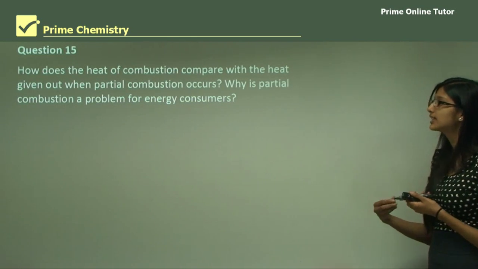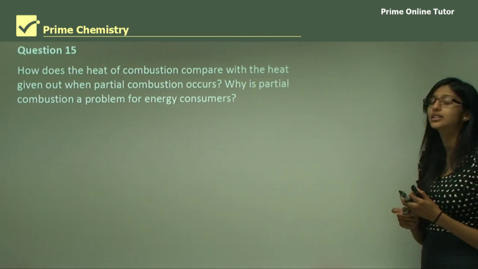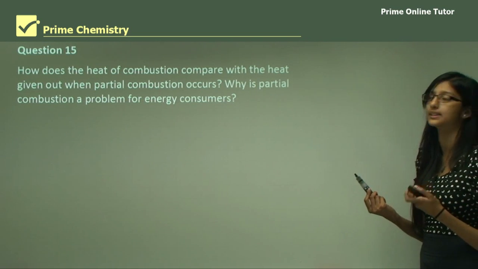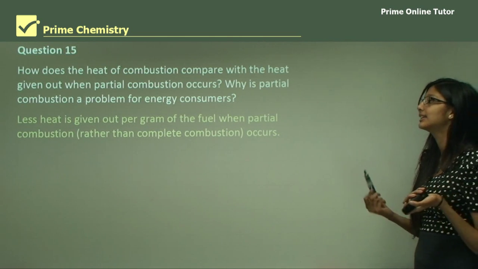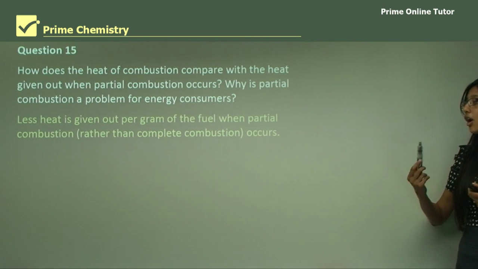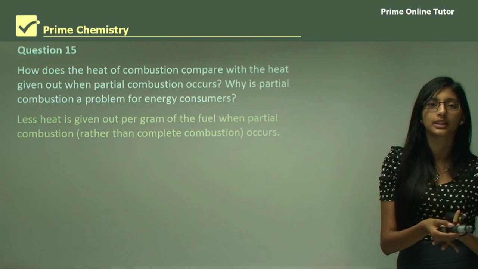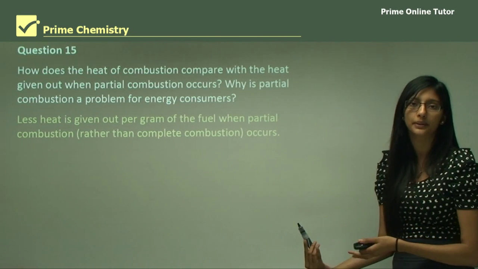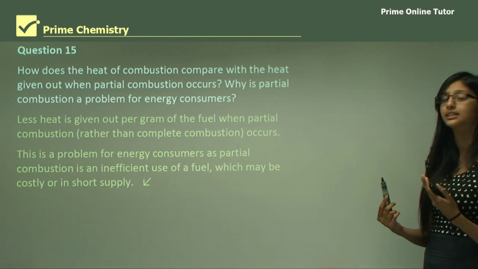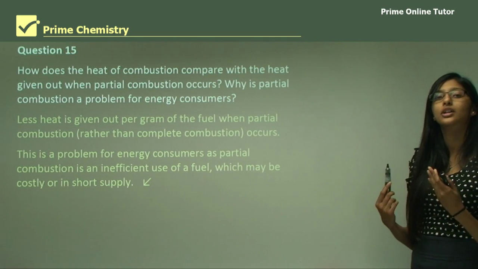Question 15 asks us, how does the heat of combustion compare with the heat given out when partial combustion occurs? And why is partial combustion a problem for energy consumers? As we already know, less heat is given out per gram of the fuel when partial combustion occurs rather than complete combustion. This is because the amount of reactant used would be less, hence the amount of product will drop as well. This is a problem for energy consumers as partial combustion is an inefficient use of fuel, which may be costly or in short supply.